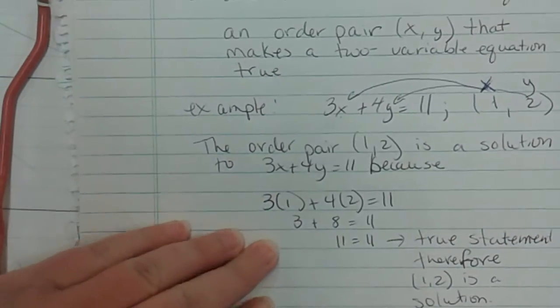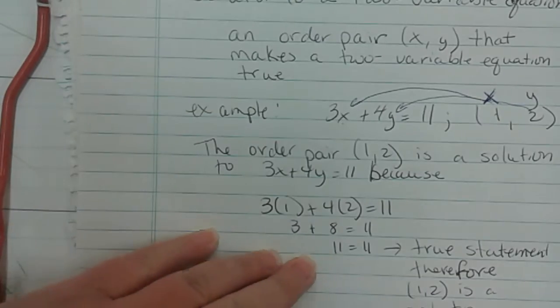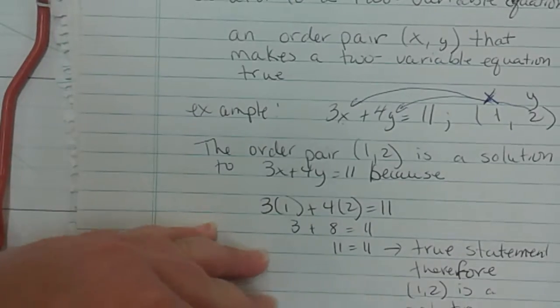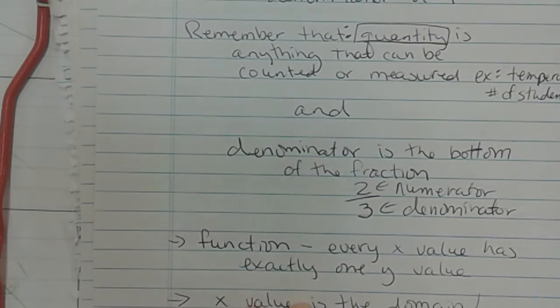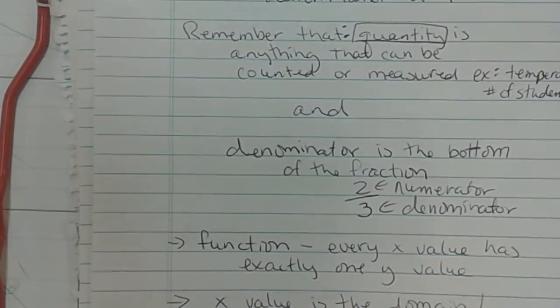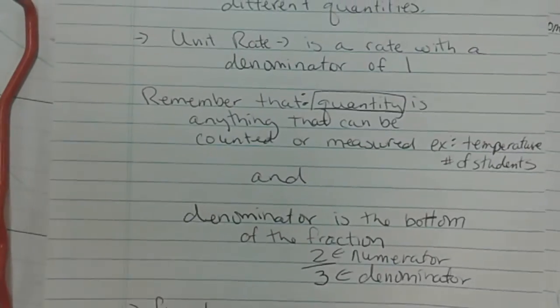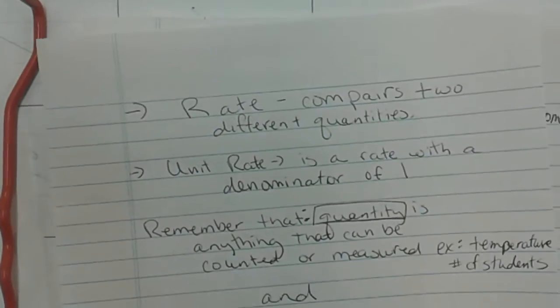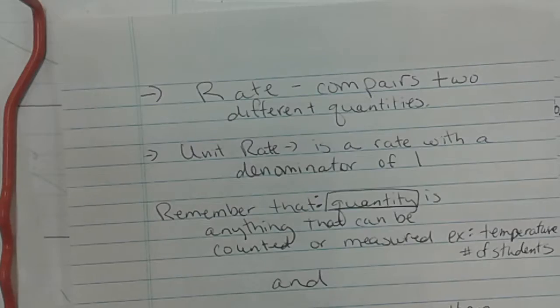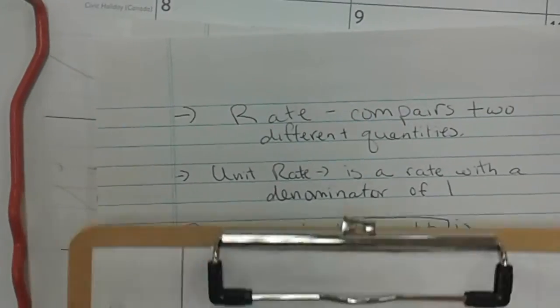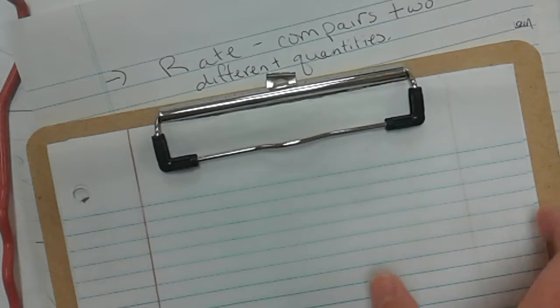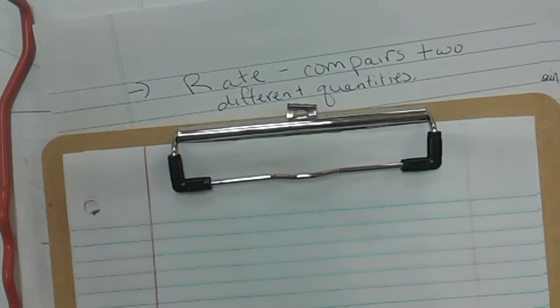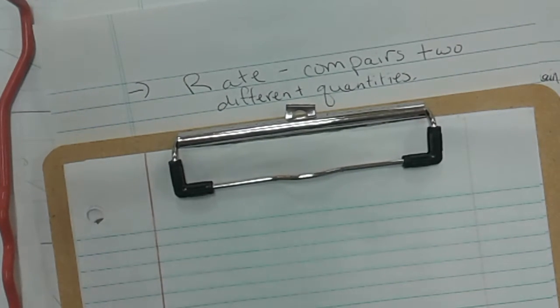Okay, our next vocabulary term is rate. So let's look at this. A rate compares 2 different quantities. And I apologize for the video right now. So a rate compares 2 different quantities.